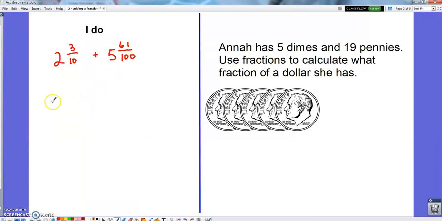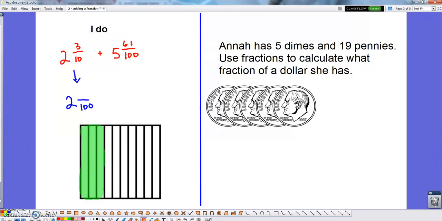The reason I taught you yesterday how to change tenths into hundredths is that I can't add tenths to hundredths. I can only add tenths to tenths, or I can add hundredths to hundredths, but I can't add one to the other. So what I'm going to do is change that to 2 and something 100ths using my strategy from yesterday. So let me pause real quick and get my tenths chart up. And ta-da, there is 3/10 from the question here.